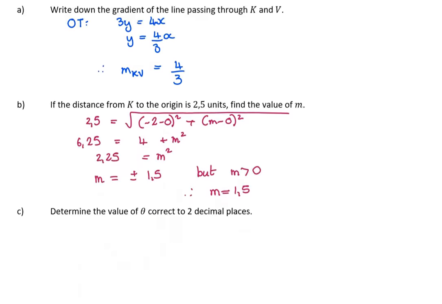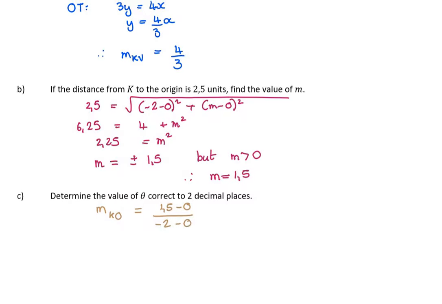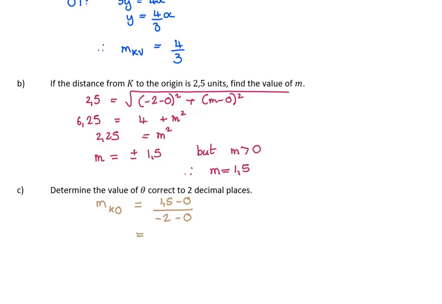Okay, so in order to continue, I need the gradient of KO. So the gradient of KO is change in y over change in x. Fortunately, it's with the origin, so it's fairly easy. But I'm pretty sure it's 1.5 minus 0 over negative 2 minus 0. So that gives me negative 0.75.